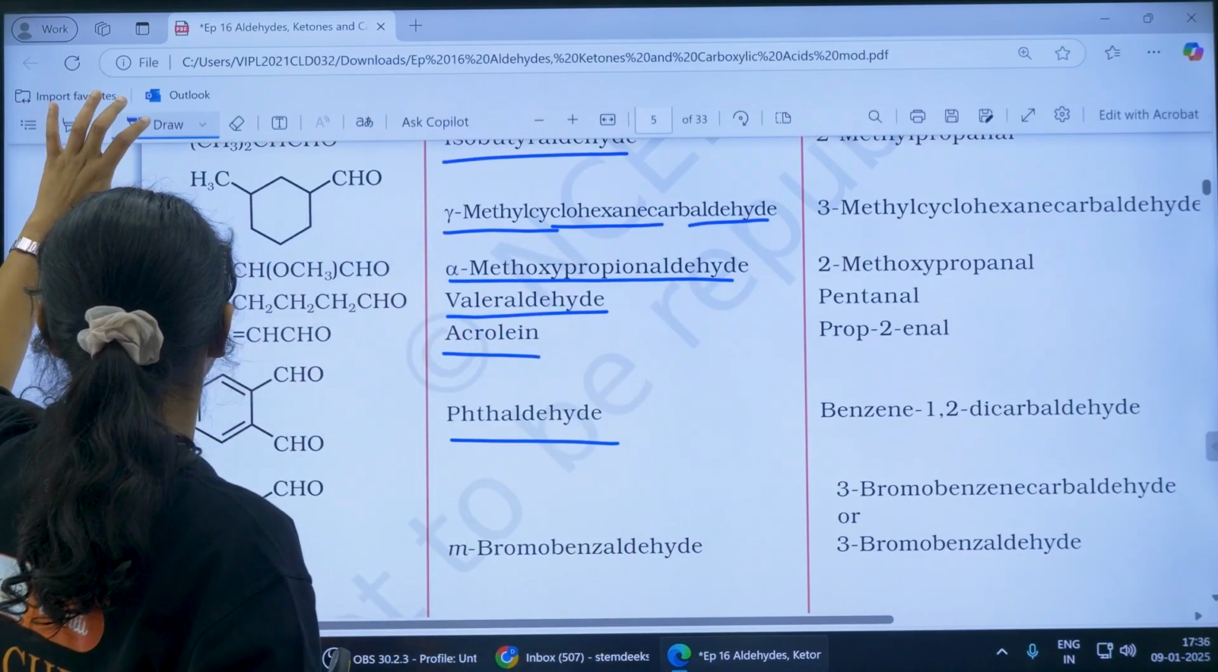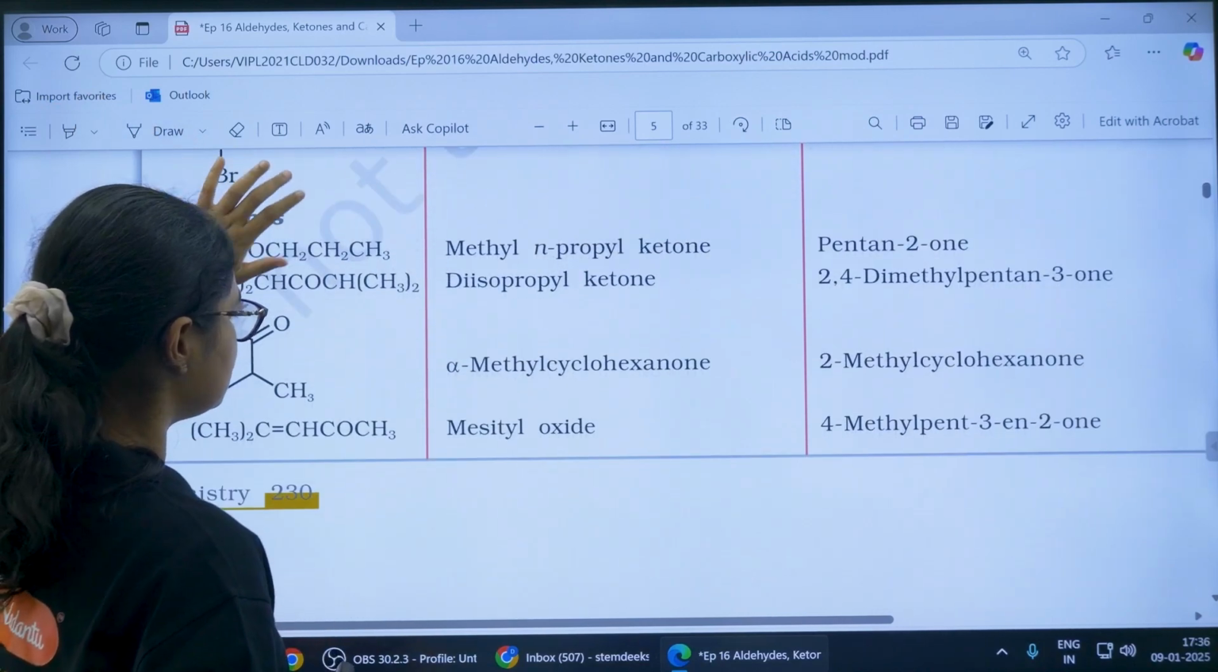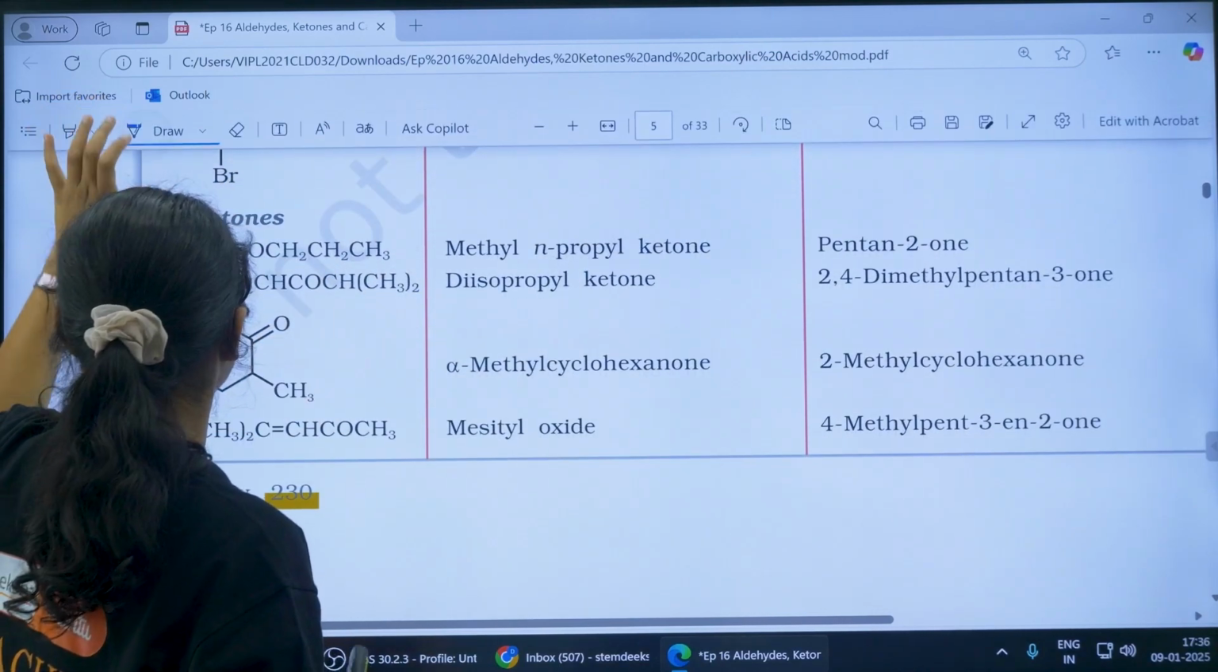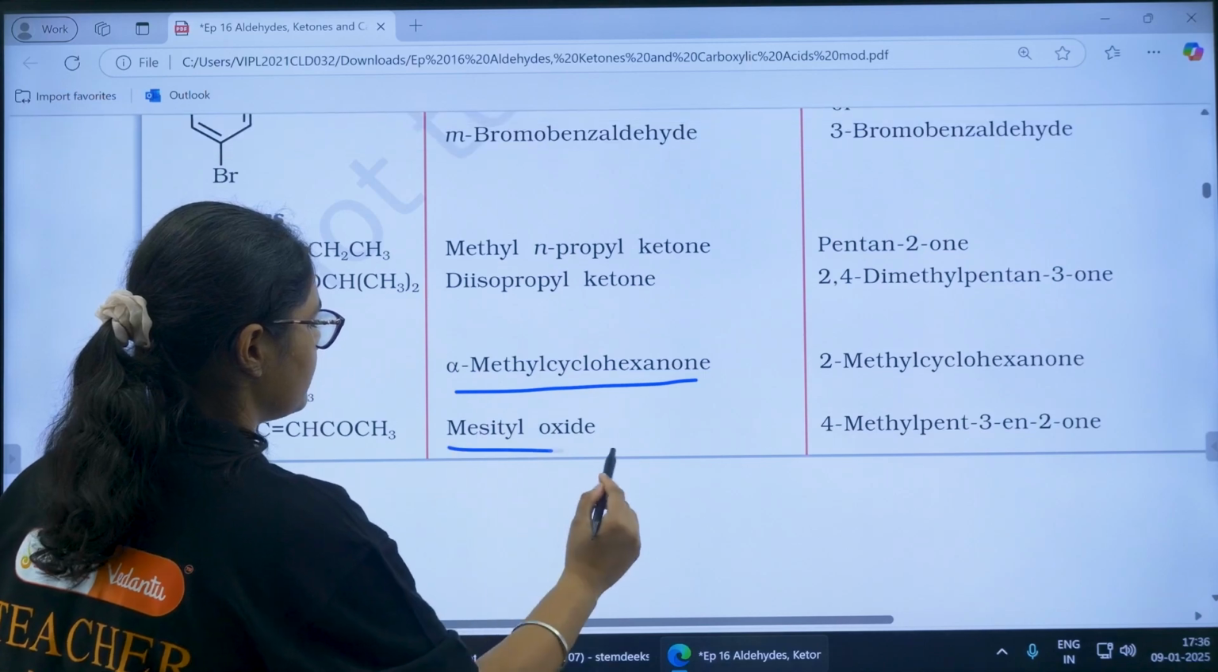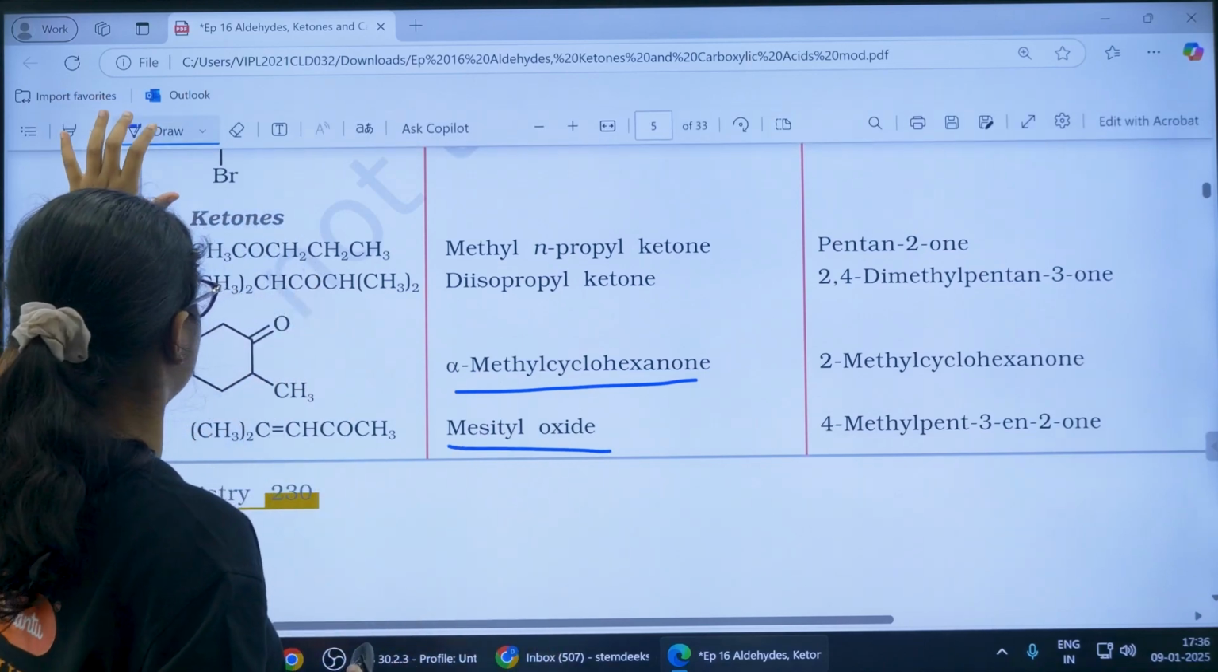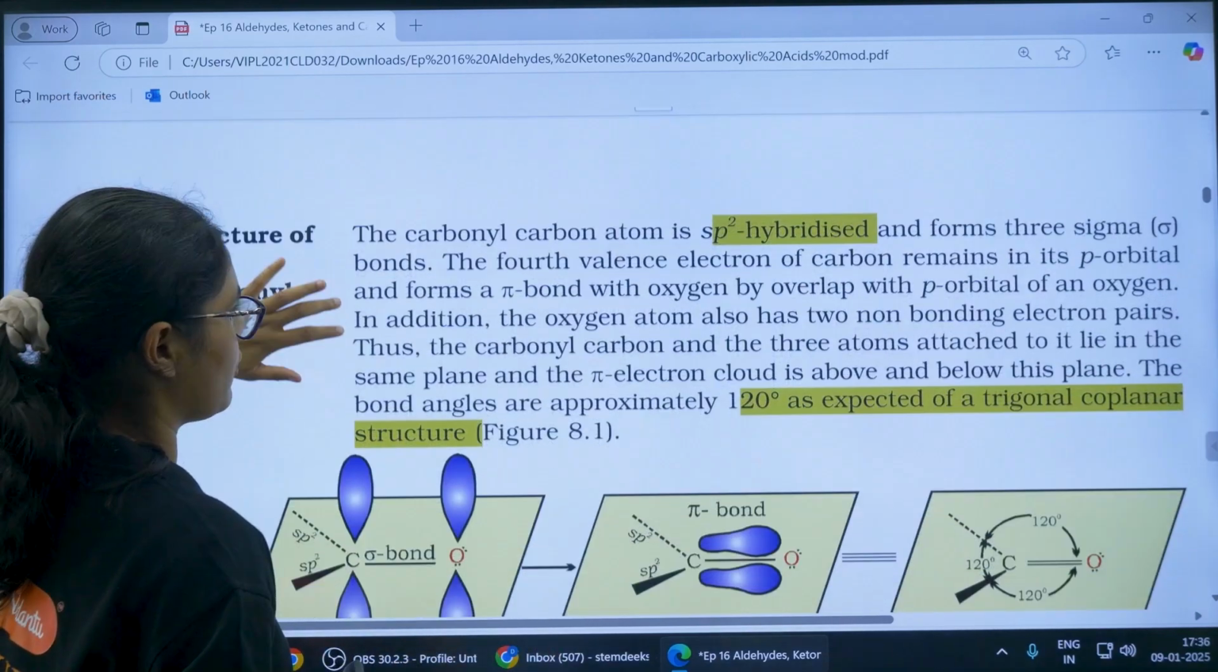Then next you have these common names, not very complicated. This is again something you should be knowing, mesityl oxide. All the common names in the table you should be learning properly.